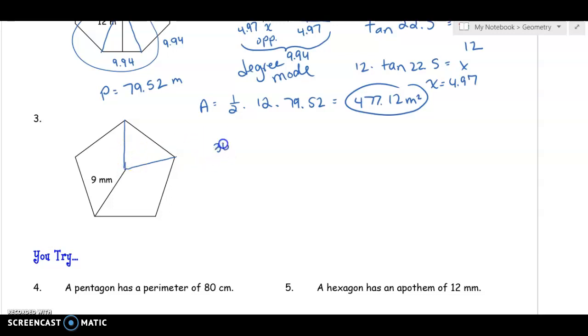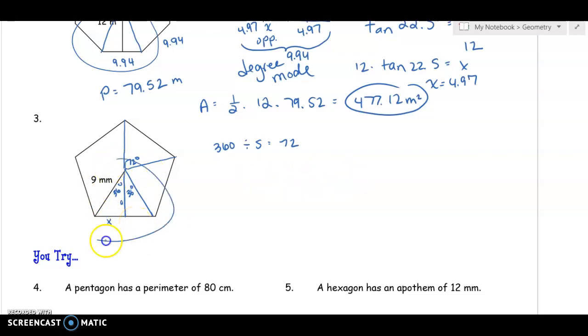So we're going to do 360 divided by 5. If you do 360 divided by 5, you're going to get 72. All right. Which means that once we cut that 72 in half with the apothem, we're going to get 36 degrees each. Sorry, that should be a 36. So 36 degree angle here, 36 degree angle here. All right, we need to find the apothem and we need to find the perimeter. So we've got a lot to find.